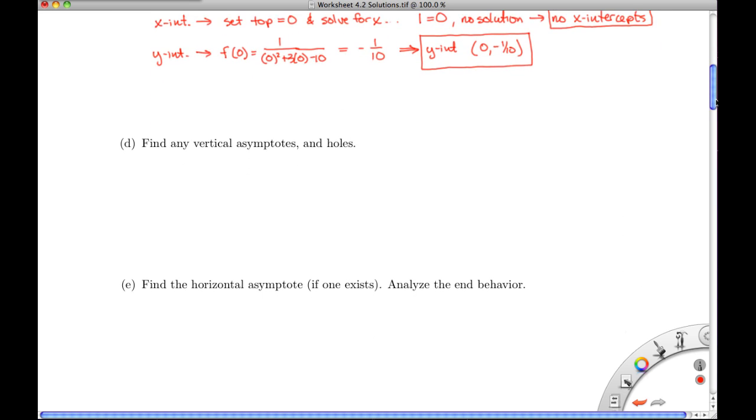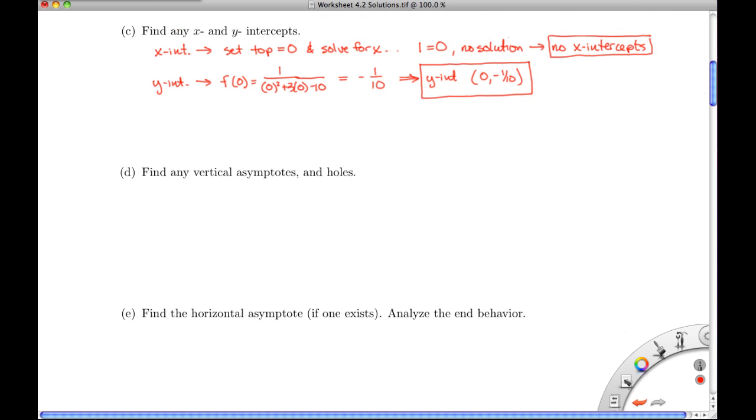Okay, so part D. We're asked to find any vertical asymptotes and any holes. So let's revisit how we do this. For vertical asymptotes, I'm just going to abbreviate this VA. Remember, what we want to do is take the simplified denominator. So after we factored it, if we cancel out any common factors, we want to take the simplified denominator, set it equal to 0, and solve for x.